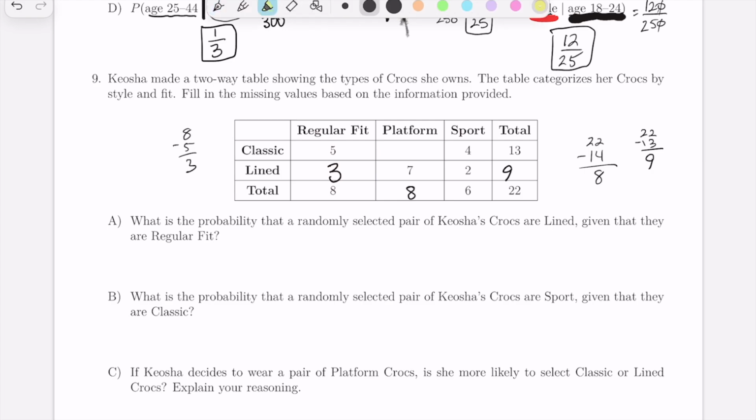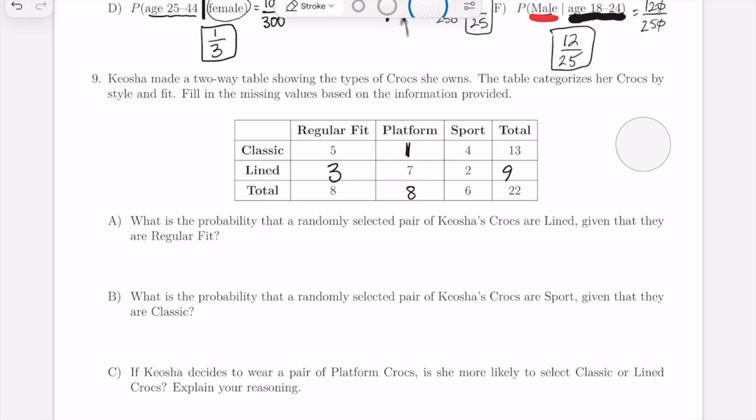And then the last one for me to fill out would be the platform here. I don't know how many were classic, but I knew there were 7 lined. So if I go 8 minus 7, that'll get me 1. Now 1 plus 7 gets me 8. 5 plus 3 gets me 8. 4 plus 2 gets me 6. I'm just double checking all these to make sure that they all work, and they do. We're good. We filled out this chart correctly. We can now work on answering some questions.